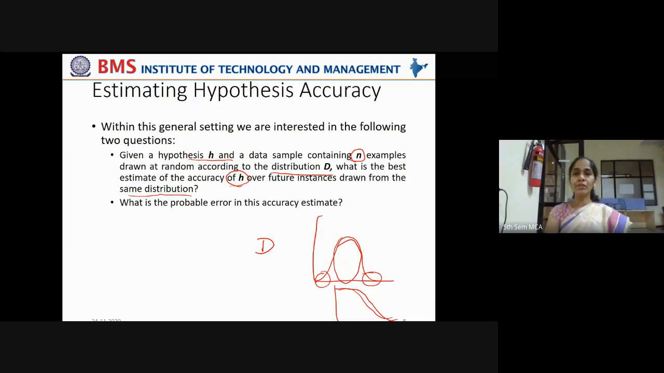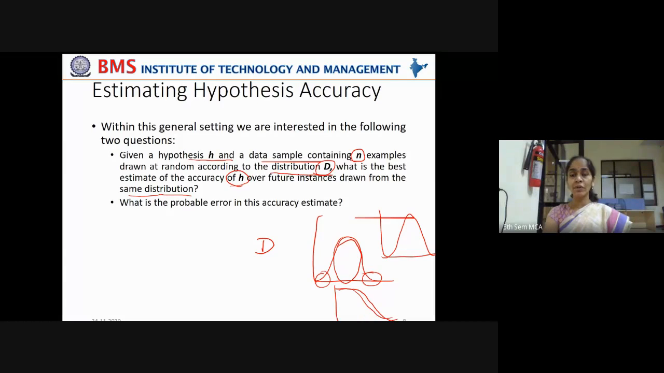And in Poisson distribution, you take some polynomial term in order to explain the behavior of the distribution of data, right? Now we are just dealing, for simplicity's sake, only with normal distributions. And you know that normal distribution is a bell curve, right? Now we assume that the training examples that are taken are from a particular distribution D. Now, given a hypothesis H and a data sample containing n examples drawn at random according to the distribution D, what is the best estimate of the accuracy of H over future instances?